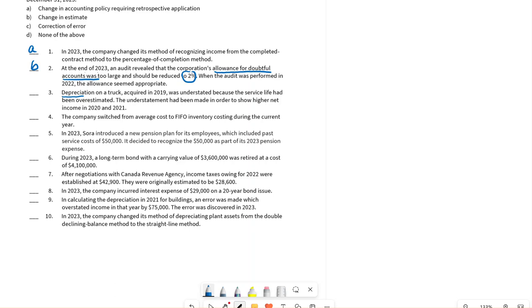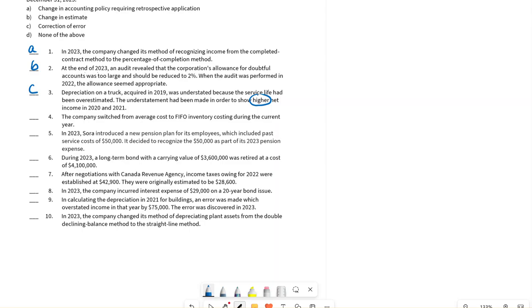Depreciation on a truck was understated because the service life had been overestimated. The underestimate had been made in order to show higher net income. So now they're not doing it because of an estimate; they wanted to report higher net income, so they reported less depreciation. If that's the case, it's not because of a change in estimate or change in life, it's just that they wanted to do this. So this will be a mistake. If it's a mistake, it's a correction of an error.